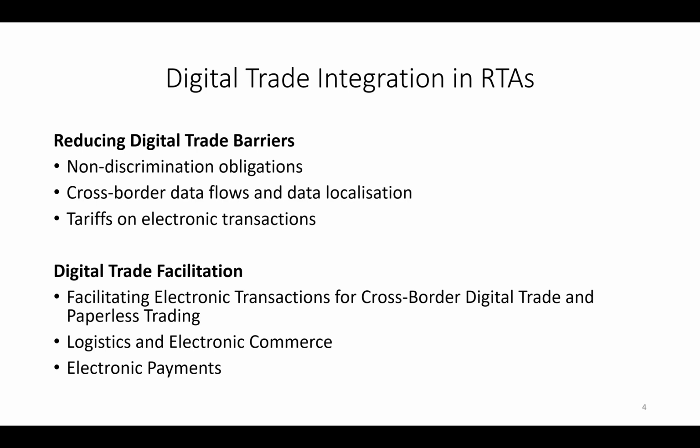The next question is how RTAs contribute to the 5 different pillars of digital trade integration. We start with the first pillar of reducing digital trade barriers. Some RTAs contain obligations on non-discrimination, i.e. most favoured nation treatment and national treatment that apply to digital products. Some examples include the Singapore-Australia Free Trade Agreement, the CPTPP, the USMCA, and the Peru-Australia FTA.